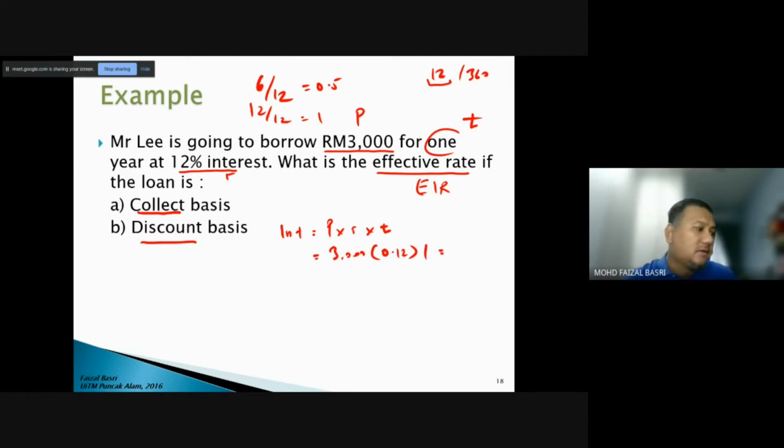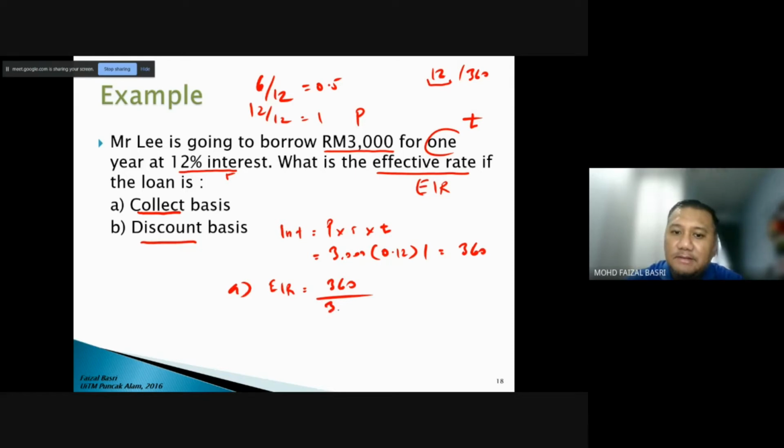So how much is this one? 360? 3,000. Okay, so 360 ringgit. This is the interest that Mr. Lee has to pay. 360 ringgit. So based on collect basis, the EIR would be interest, which is 360, divided by the proceeds, or the principal in this case, they borrow 3,000 ringgit. There's no deduction because this is based on collect.